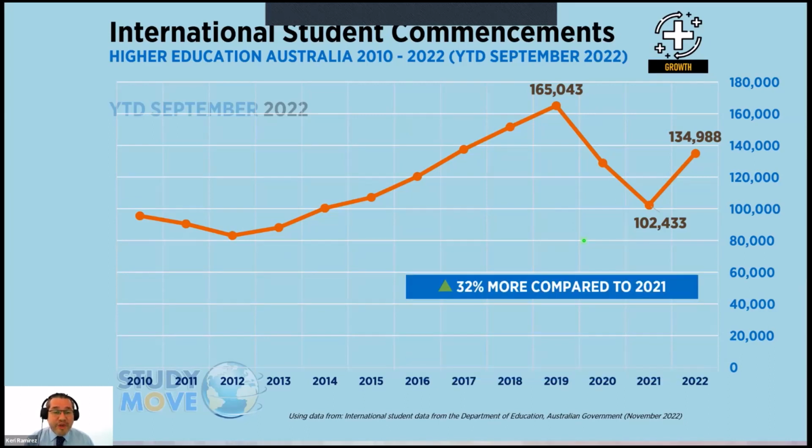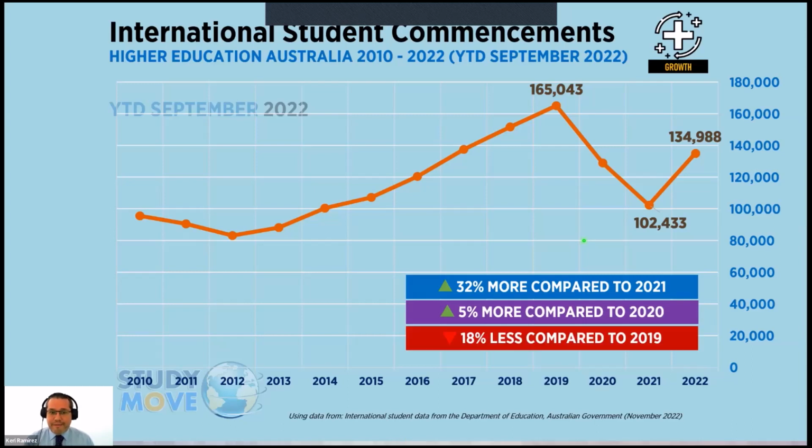This is a growth of 32% in comparison to 2021, already 5% more in comparison to 2020. And of course, we haven't reached 2019 levels. We're a little bit, 20%, lower than what we had. But overall, a very, very interesting and a healthy story of recovery for the higher education sector based on this re-engagement with new students. What I think is important is also to look into the detail of this figure.